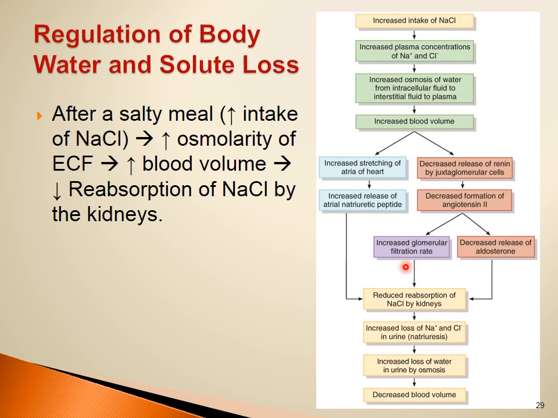An increase in the GFR, or glomerular filtration rate, and a decrease in the release of aldosterone will lead to reduced reabsorption of sodium chloride by the kidneys, increase the loss of sodium chloride in urine, increase water loss, and finally decrease the blood volume. You will study this limb, the renin, the angiotensin II, and aldosterone, in more detail in the urinary system as well as in the cardiovascular system.